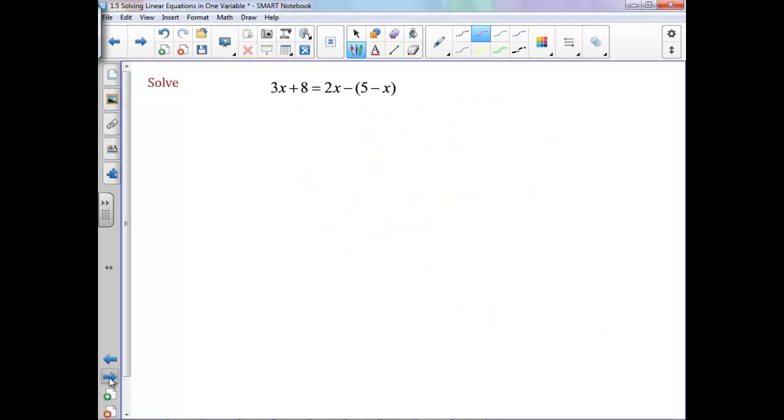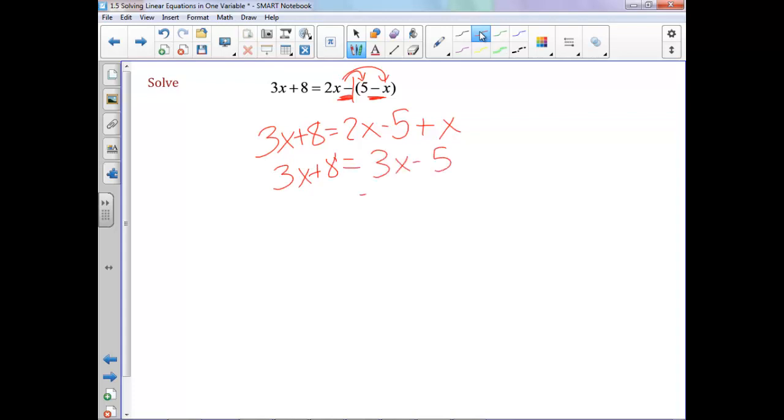Alright, now in this case, remember, it's like we have a negative 1 out front. So we'll have this 3x plus 8 equals 2x. Distribute this negative 1 to both. So negative 5x, negative 5 plus x, because we'll have a negative times a negative is a positive. Now let's combine what we can on that right side. 2x plus x is 3x minus 5. Let's combine our x's. We're left with 8 equals negative 5.